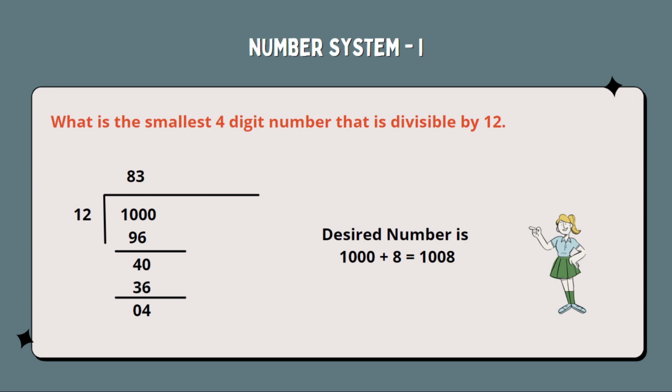Divisible by 12, but a 3-digit number. And we have to find the 4-digit number. So we will add the difference between 12 and the remainder. The remainder is 4, so the difference between 12 and 4 is 8. So we will add 8 to 1000 and that will give us 1008. And that 1008 will be the right answer. You can check it by dividing 1008 by 12.